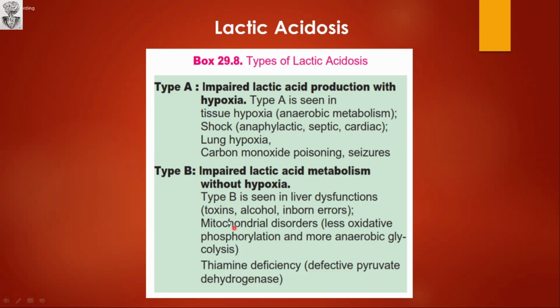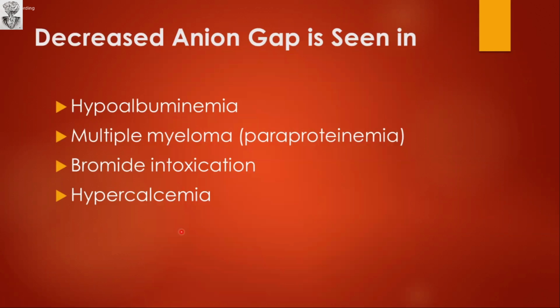All of these things are related to impaired lactic acid metabolism and cause metabolic acidosis, and this is called non-hypoxic, or lactic acidosis without hypoxia. So the difference between lactic acidosis type A and type B is the presence or absence of oxygen.